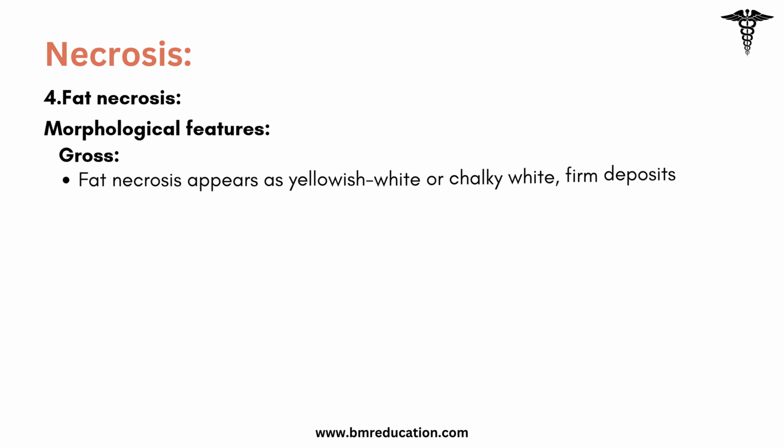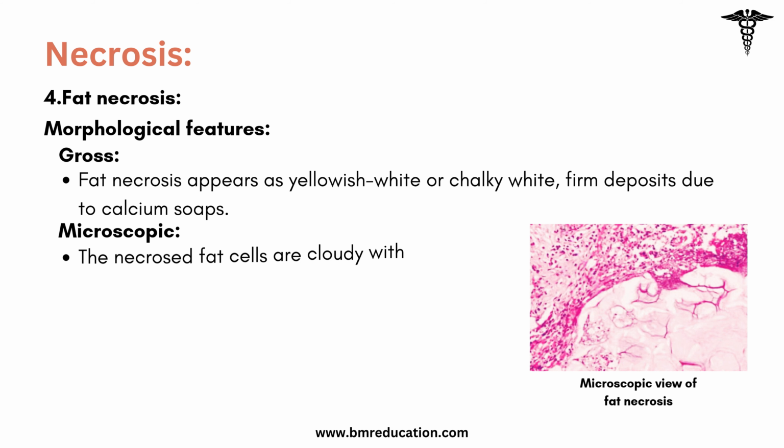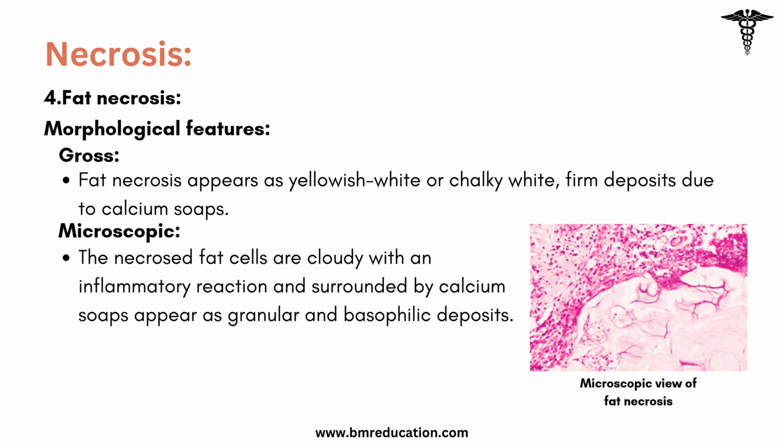Grossly, fat necrosis appears as yellowish-white or chalky white and firm deposits due to calcium soaps. Microscopically, the necrosed fat cells are cloudy with an inflammatory reaction and surrounded by calcium soaps that appear as granular and basophilic deposits.